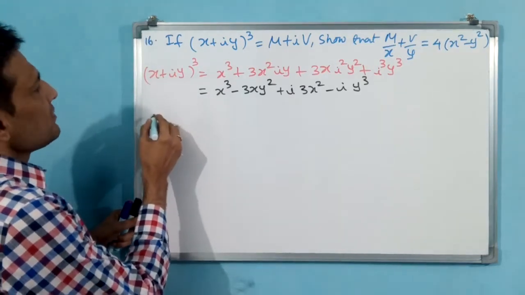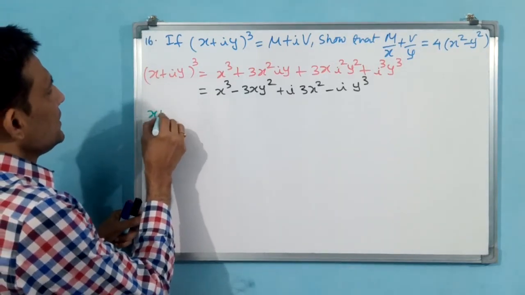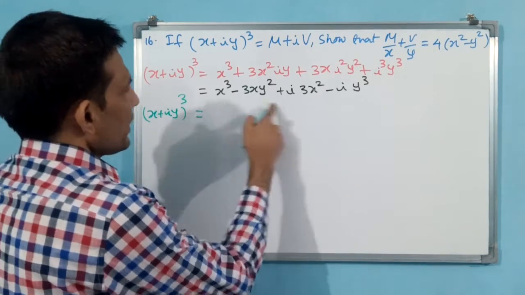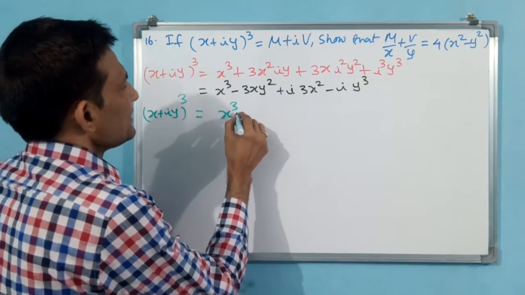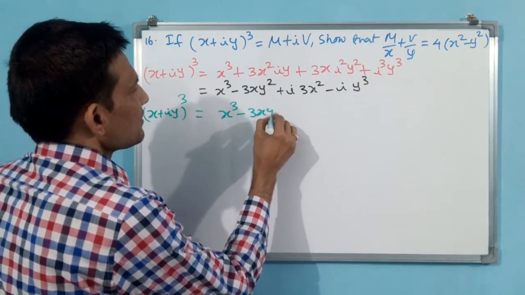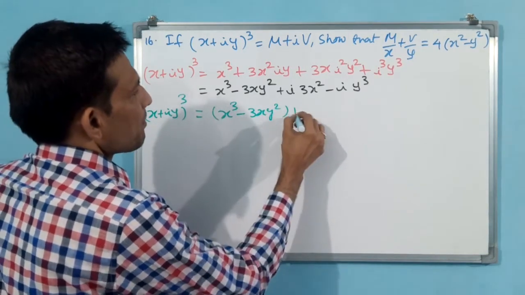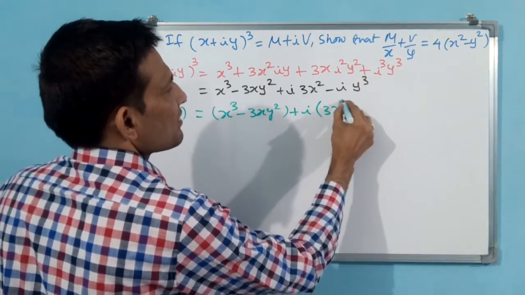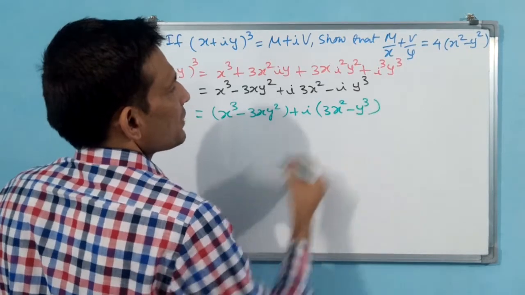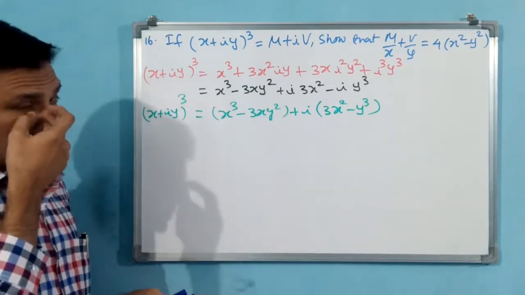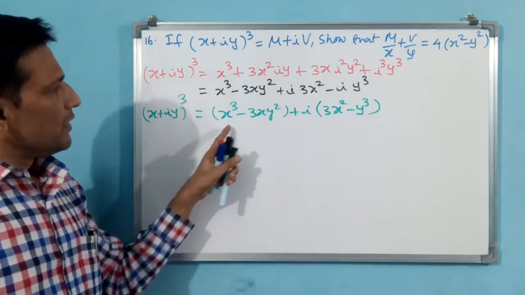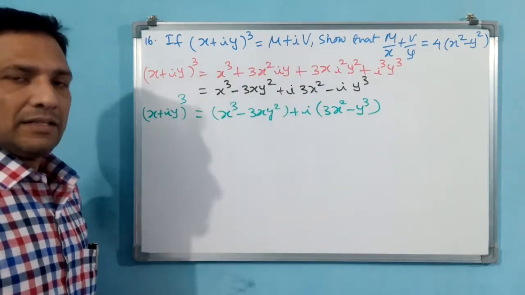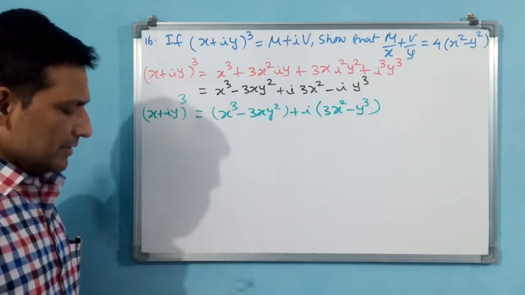Now again I am writing, you see, x plus iy whole cube is equal to, okay, real part, already finalized it, 3xy square, plus I am taking i common. Now i is there. 3x square minus y cube. Is it okay? Is this the final? Real part, imaginary part. Why? Because you have to equate it. Okay, let us equate.